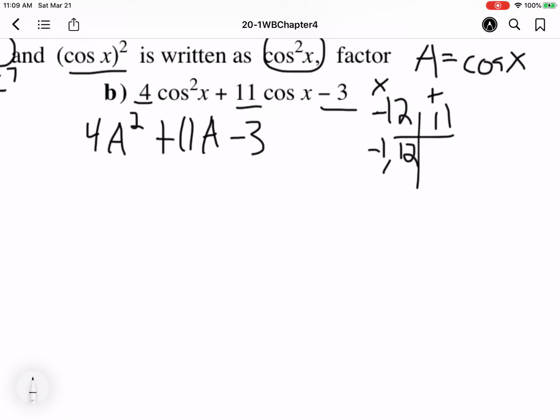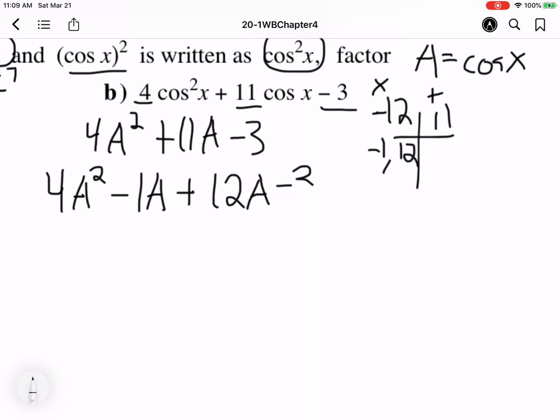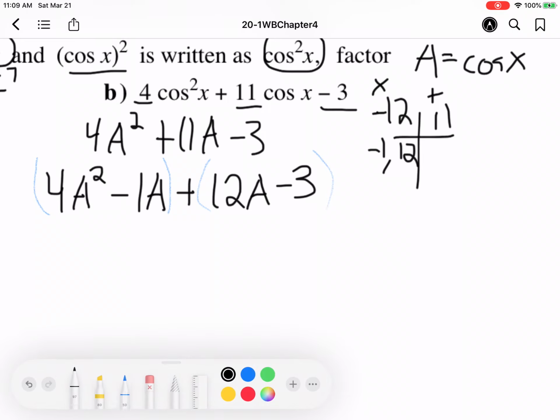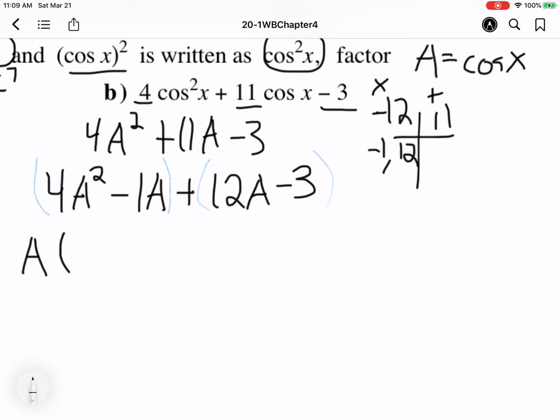All right, so I've got 4a squared minus 1a, plus 12a minus 3. Do our groupings, right? I'm just using this blue pen just so you guys can see a little better that I'm adding these groupings in without it being distracting. The front one I can take an a out of, which leaves me with 4a minus 1. And the back one I can take a 3 out of, which means 4a minus 1.